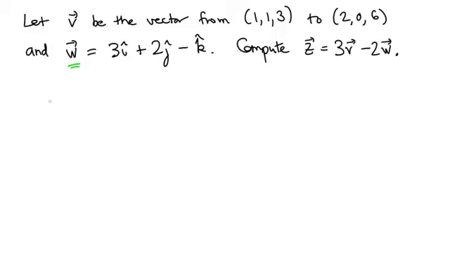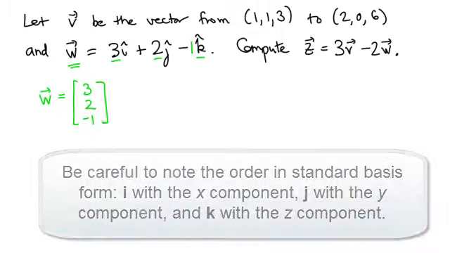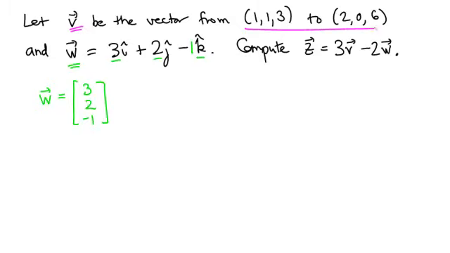W is actually kind of easy to convert over. W is written in the standard basis form, but the coefficients in the standard basis are going to be nothing more than its vector components. So this is going to be a vector who goes 3 units in the x direction, 2 units in the y direction, and -1 units in the z direction. The vector v is going to take a little bit more effort right here.